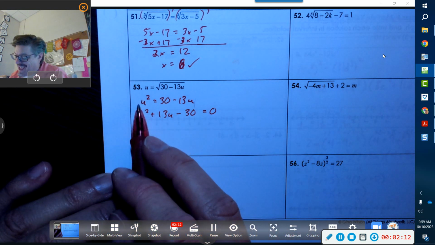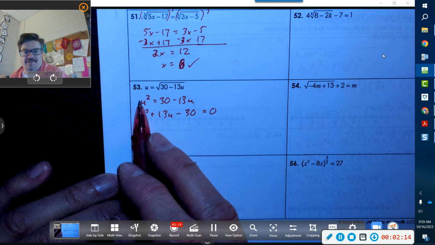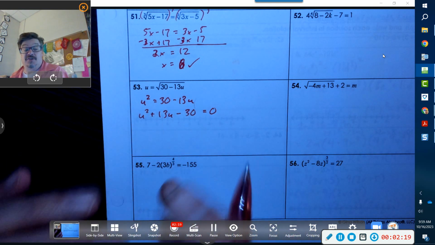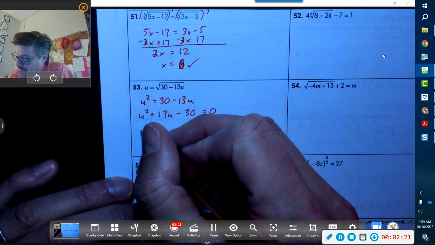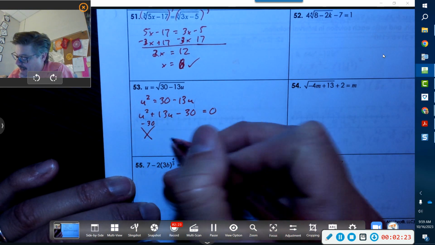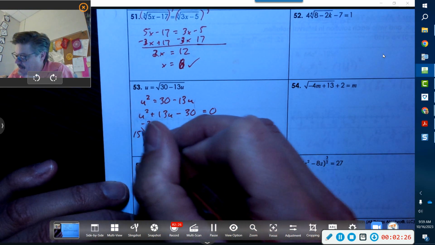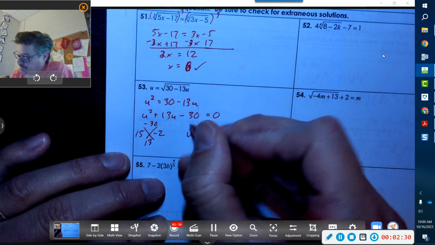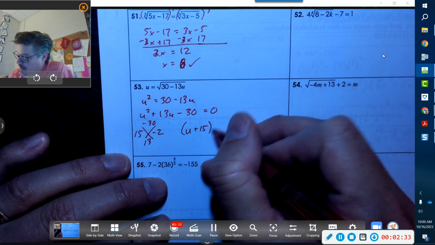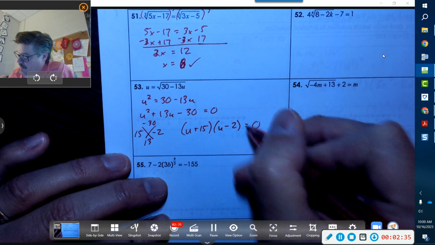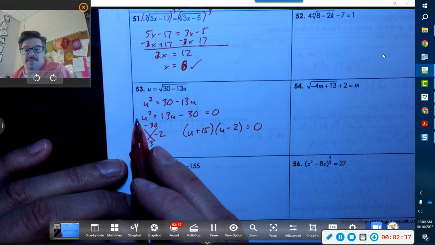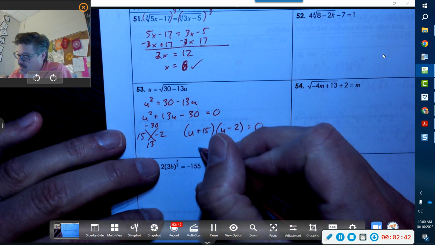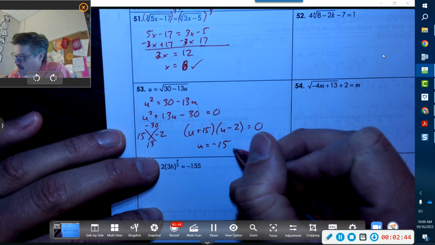We want our a value, the coefficient in front of the quadratic term, to be positive 1, so that it's factorable. I'm looking for factors of negative 30 that add up to 13, and I know that's a positive 15 and a negative 2. So that means u plus 15 and u minus 2 equals 0. I don't have to divide by anything because it's just a 1, so dividing by 1 keeps it the same. So it looks like u is negative 15 and positive 2.